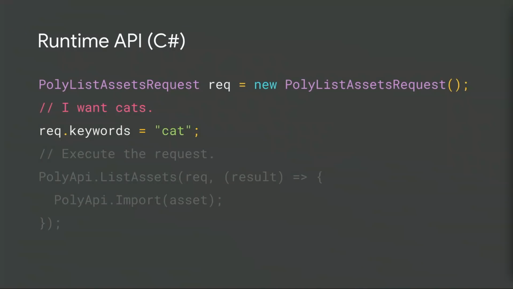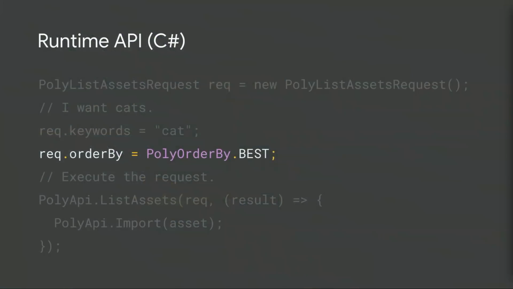So now suppose that you want to do a keyword search. In our example, we want cats. To do that, you simply just set the keywords field of the request to cat, and that's it. Then you execute the request, and then you get cats. Now, by default, you're going to get assets from newest to latest, which is normally a good sorting order. But what if I don't want new cats? I want the best cats. In that case, you just set this sorting order to polyorder.best, and then you get from the best cat to the worst cat.